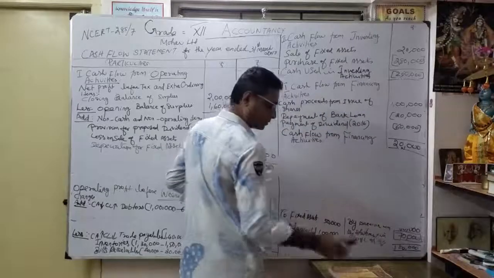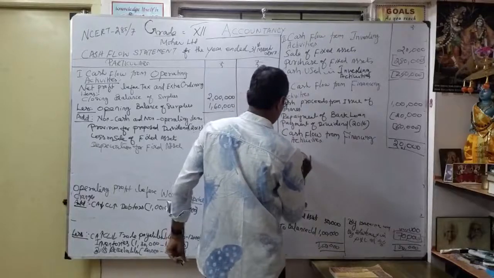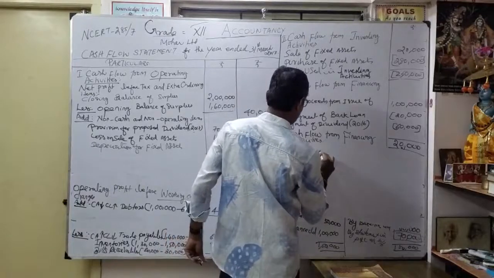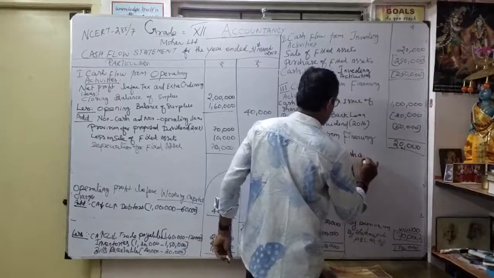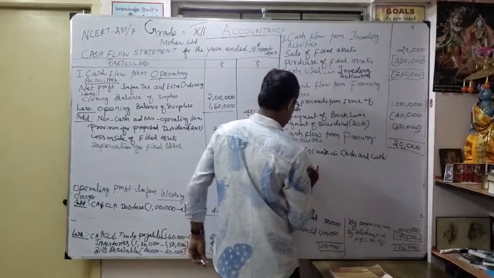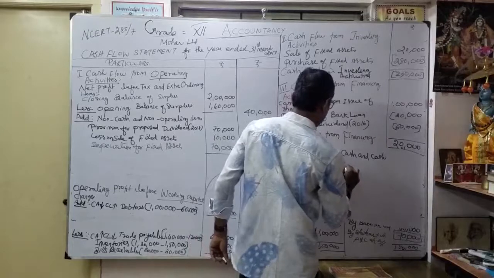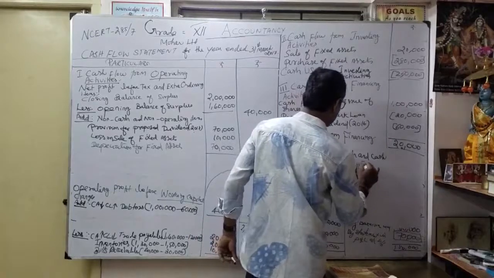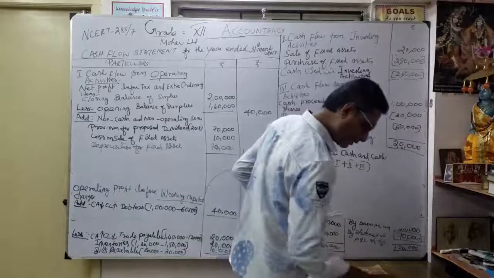So what is our fourth Roman letter here? Fourth: net increase in cash and cash equivalents. For what? Roman letter 1 plus 2 plus 3. So what is the answer here? For that, you want to verify how it will come. So the answer will be what?